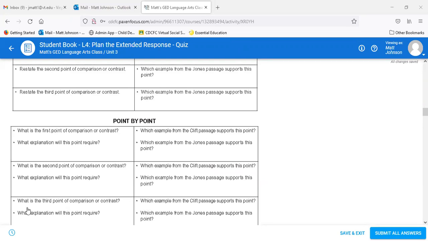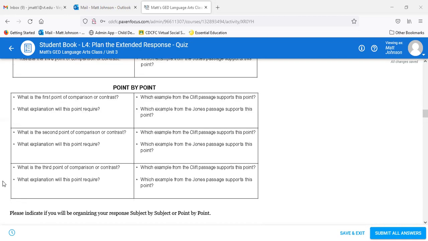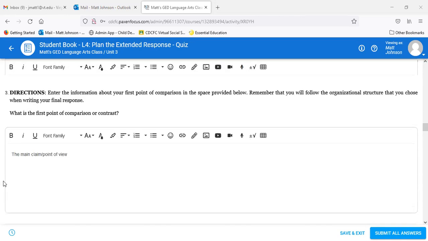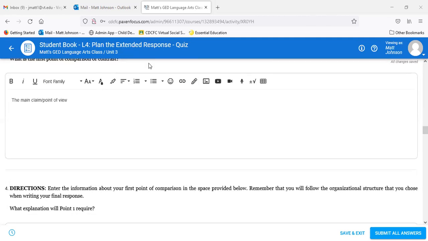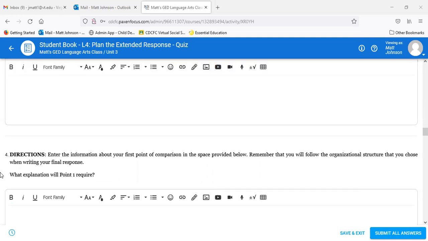So, does that need an explanation? Some of these may need more explanation than others. So that might be easier. And then you might just get to go right into their examples, right into the evidence that you're going to give. So the main claim or point of view for our first point, okay? And then what explanation will point one require?